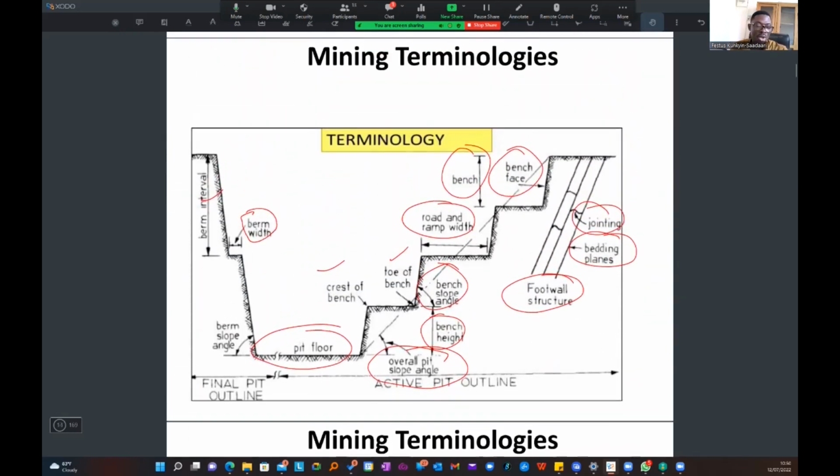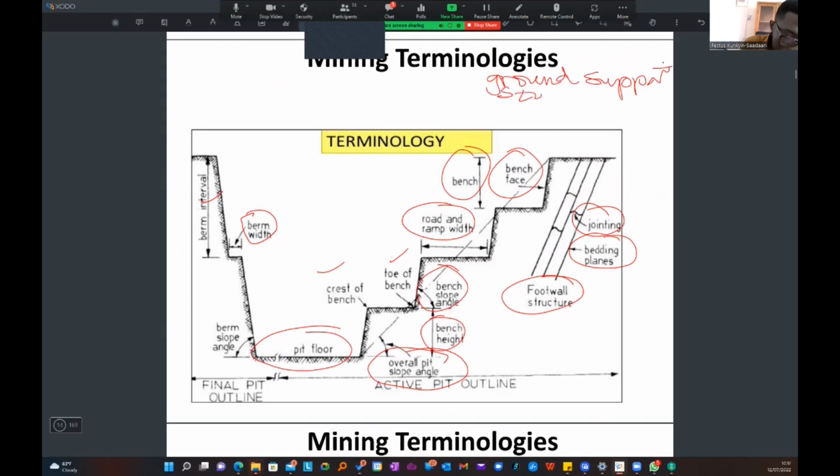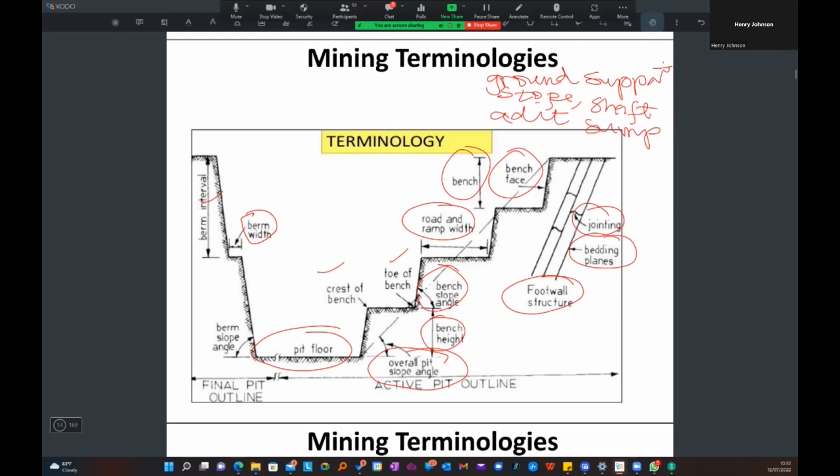So now, who also has experience with underground mines, and what are some of the terminologies you may hear if you work underground? Just like we did for surface, can someone help us? If I work underground, what are some of the things I may hear? Ground support, stope, shaft. You hear of a sump. Good. We have decline.